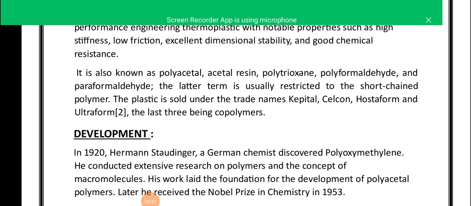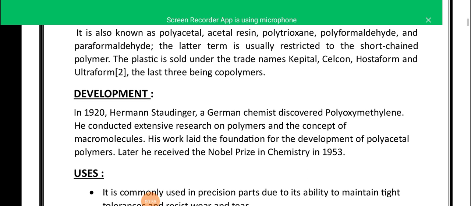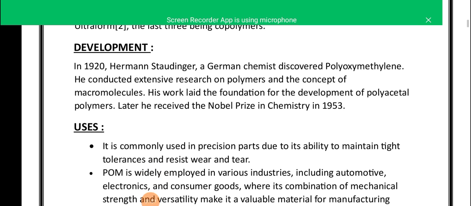As we know, polyoxymethylene is a plastic and this plastic is sold under some trade names like Celcon, Hostaform and Ultraform. The last three names, Celcon, Hostaform and Ultraform, are copolymers. Copolymer is a version of polyoxymethylene.